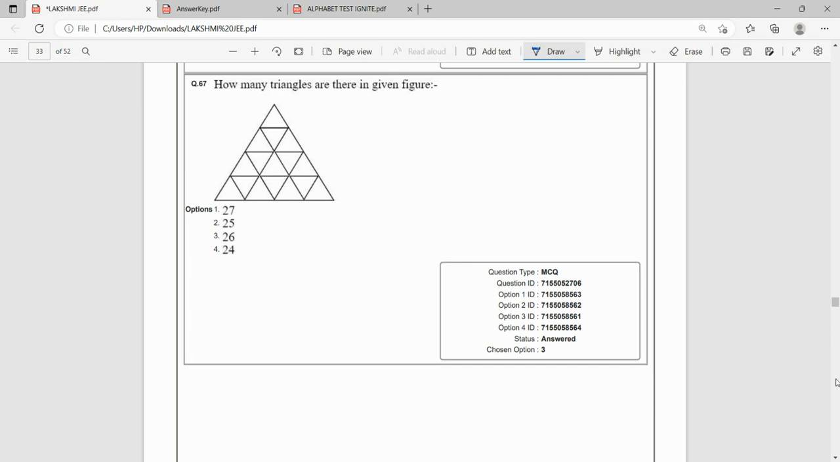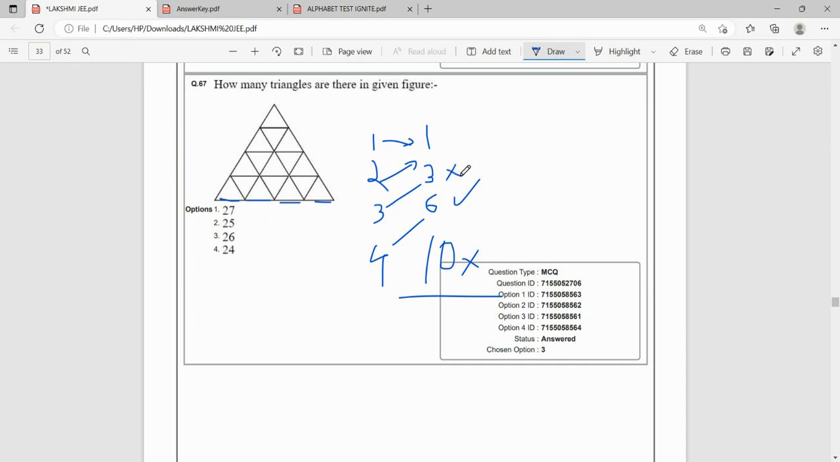Now we have to find the number of triangles in this figure. So we have to see how many triangles are there in the base. 1, 2, 3, 4. Then we will write 1 here. Then 1 plus 2, 3. 3 plus 3, 6. 6 plus 4, 10. Then we will eliminate this one, then we will take this. This one, we will eliminate, and we will take this. So what is the summation here?